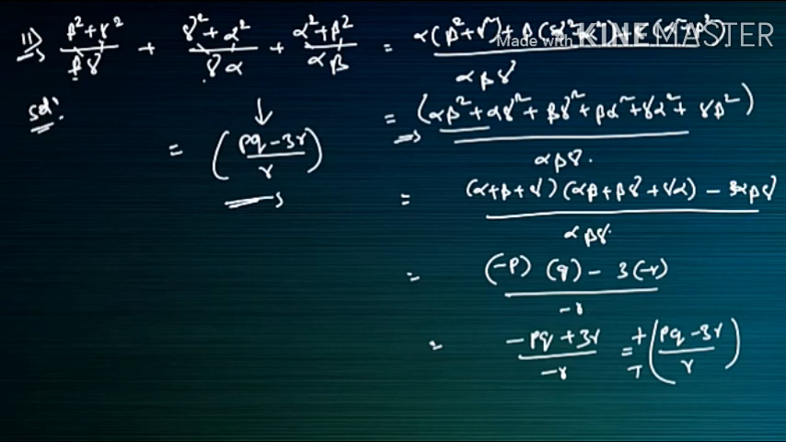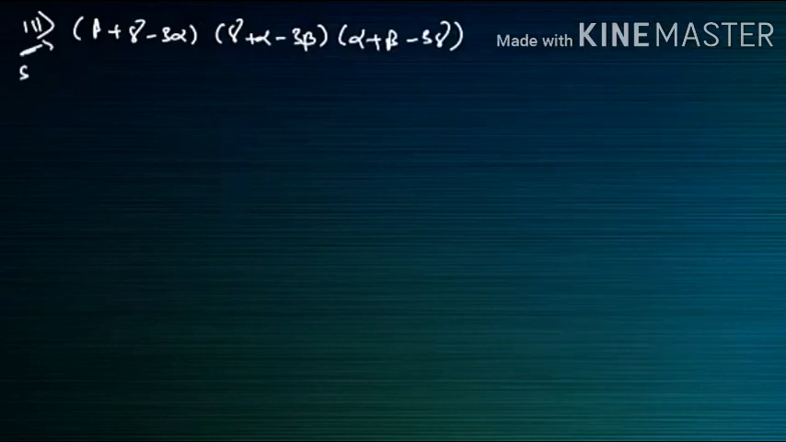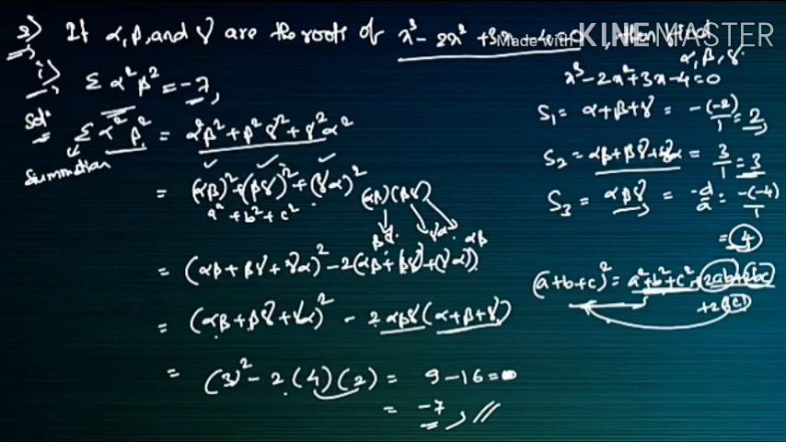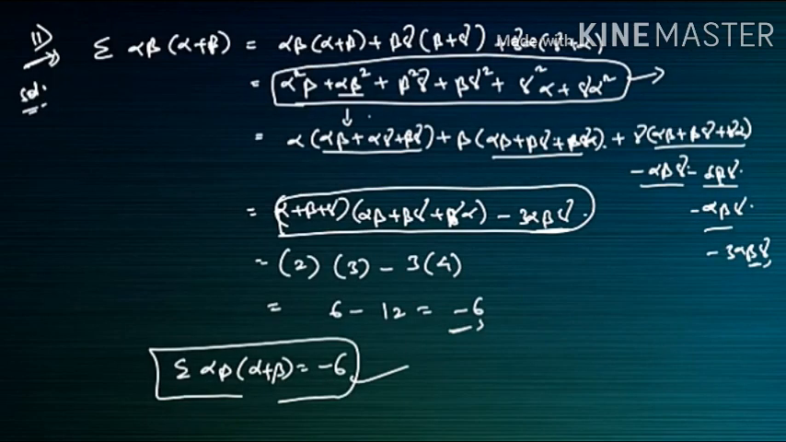Now moving to the third one. The third question is given: beta plus gamma minus 3 alpha, into gamma plus alpha minus 3 beta, into alpha plus beta minus 3 gamma. So from here we got the question. Where is alpha plus beta plus gamma equal to... no, this is not this one.